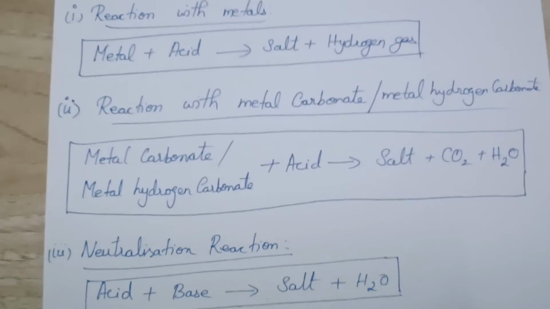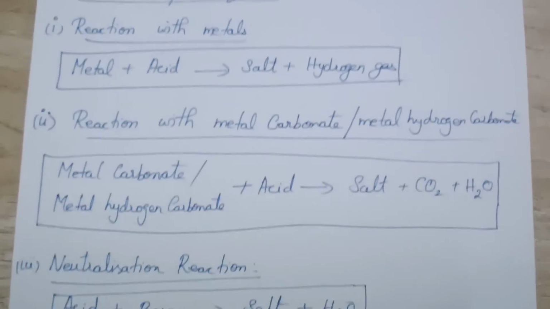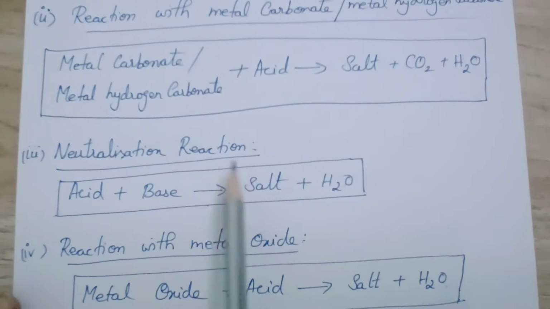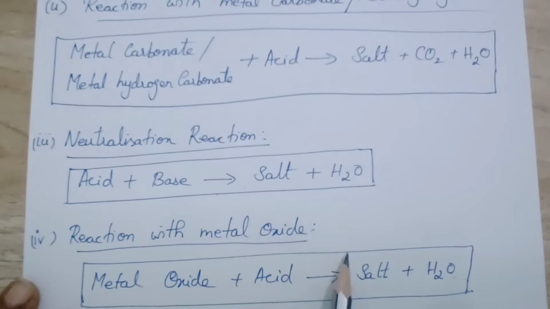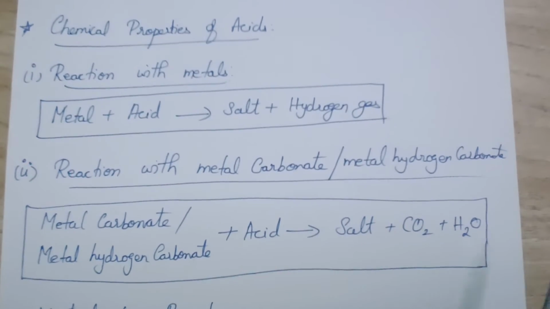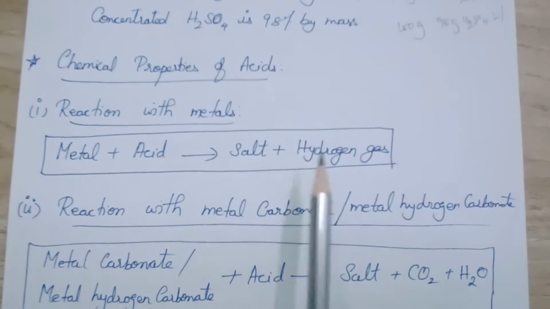So what are the main properties? Reaction with metal carbonate, neutralization reaction, and reaction with metal oxide. Neutralization and reaction with metal oxide give the same result, salt plus water. For metal carbonate and metal hydrogen carbonate, it gives salt plus carbon dioxide plus water. When it reacts with metal alone, it gives salt plus hydrogen gas.